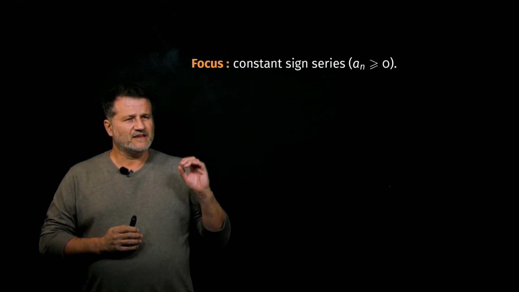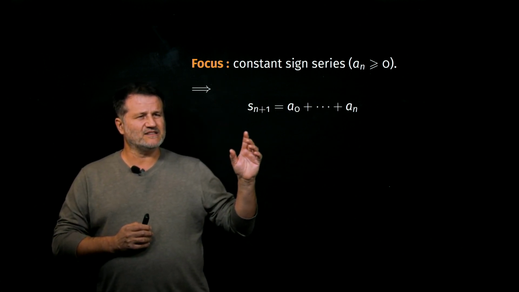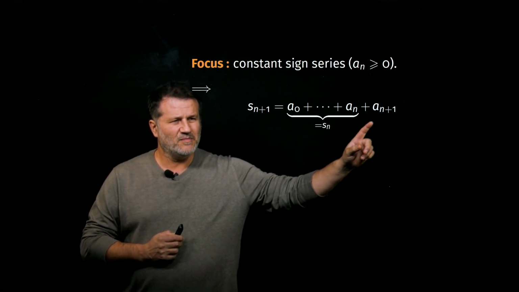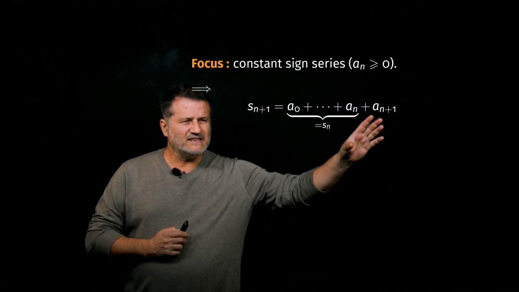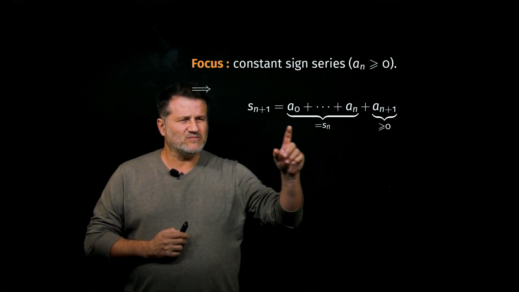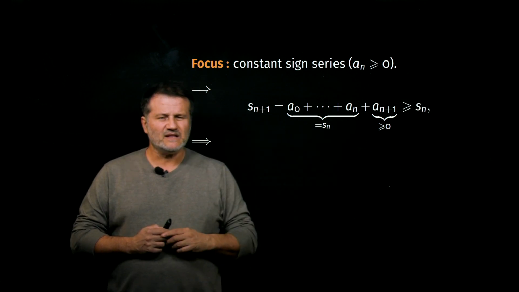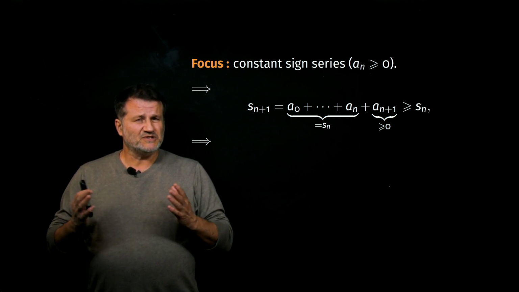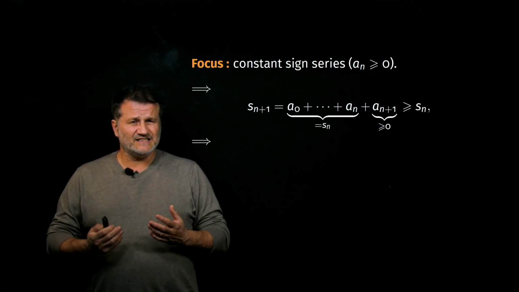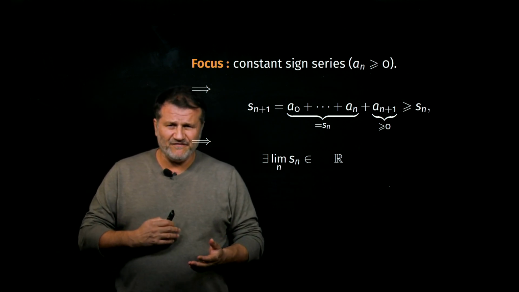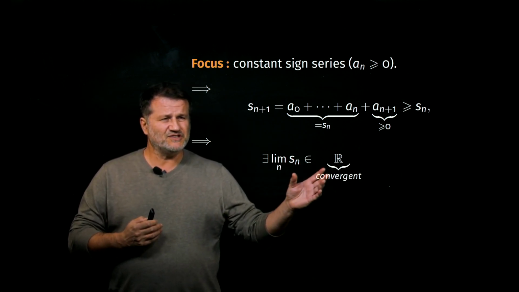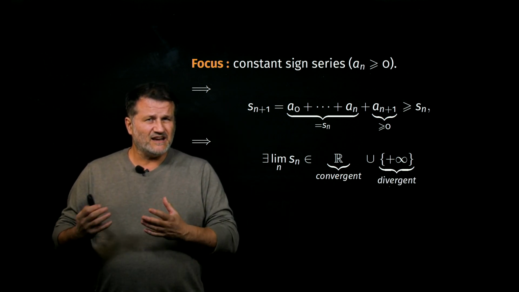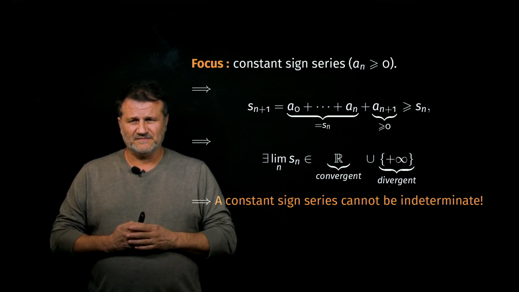The key remark is that in this case, we can notice that if we write the sum S_{n+1}, this is equal to the sum S_n plus the term a_{n+1}. And this last being positive, we realize that S_{n+1} is larger than S_n. So in particular, the sequence of partial sums is increasing with n. As with all monotonic sequences, the limit of S_n exists, whether finite or infinite. In the first case, the series is convergent. In the second case, the series is divergent. In other words, a constant sign term series cannot be indeterminate.